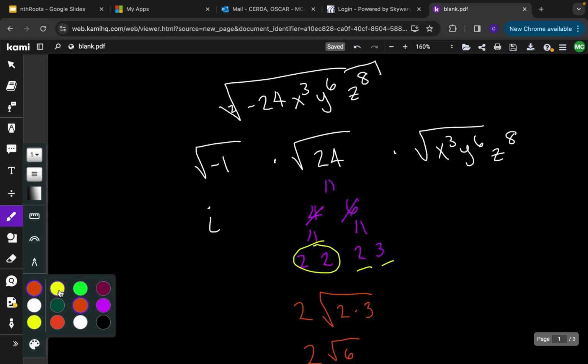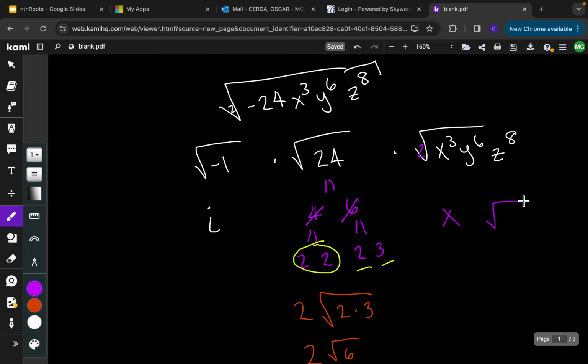Moving on to the next one. Back to pink. How many times does 2 go into 3? 1 time. So x with the remainder of 1, x inside. How many times does 2 go into 6? 2 goes into 6 3 times. No remainder. How many times does 2 go into 8? 2 goes into 8 4 times. No remainder.